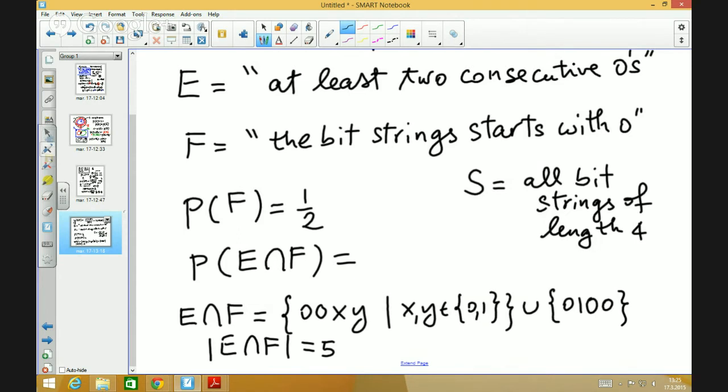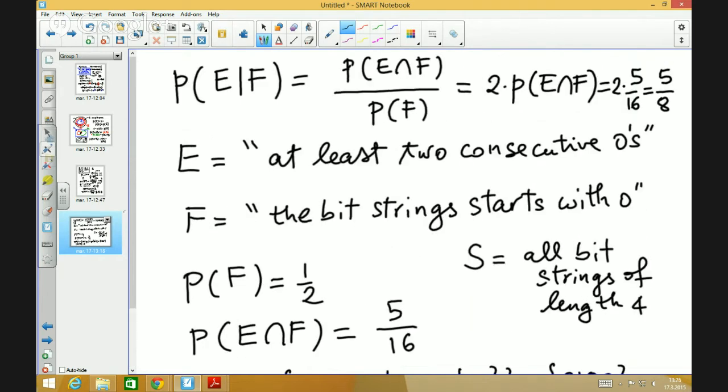What is it? Okay, there are 5 good guys. How many in total? There are 16 possible bit strings of length 4. It's 2 to the power 4. Because at each position, you can choose, do I put a 0 or do I put a 1? And I make this choice 4 times. If somebody tells you, okay, the string starts with a 0.